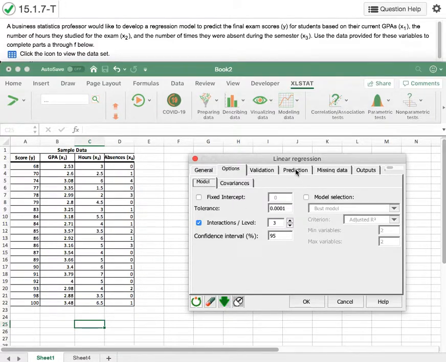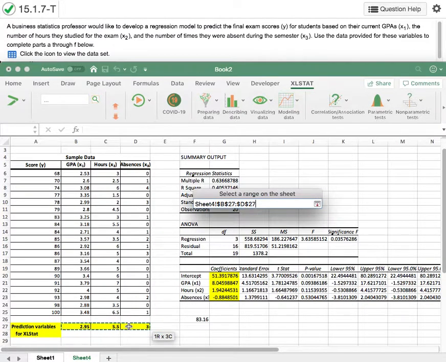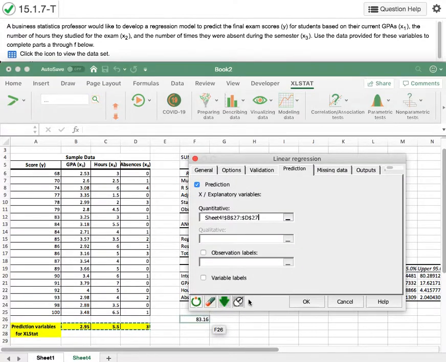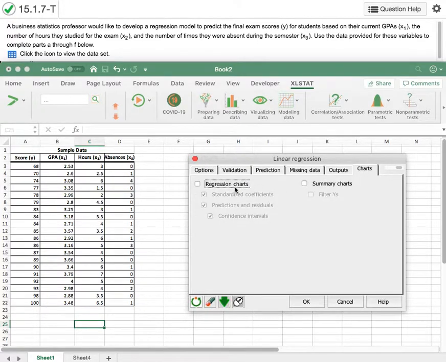And for our prediction, we need to input the range of our scenario, so the 2.95 GPA, 5.5 hours of study time, and 3 absences. And from there, we should be set. So the output is already, just from previous regressions, set to ANOVA output, I should say, and I have no charts selected for this example.